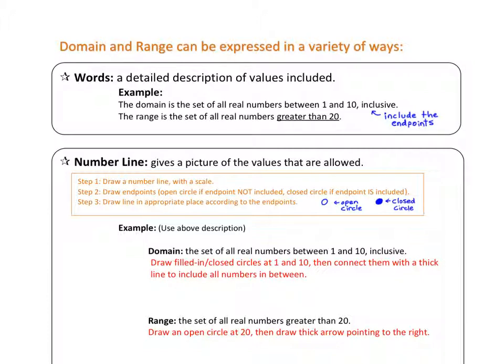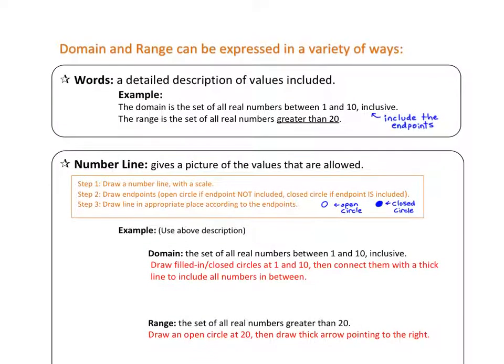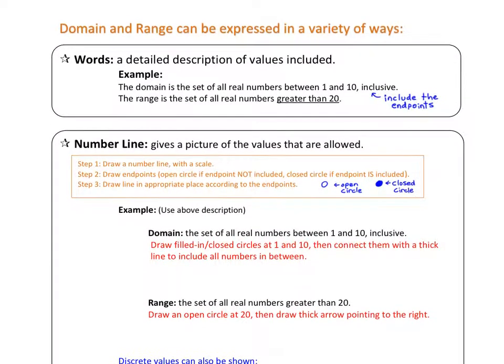Now that we have learned how to identify the domain and range values on a graph, we need to learn how to write them down in a variety of ways. The first way that we can write down domain and range is just using a word description. This is a detailed description of the values included, and you just write out in a sentence form what the domain and the range are.